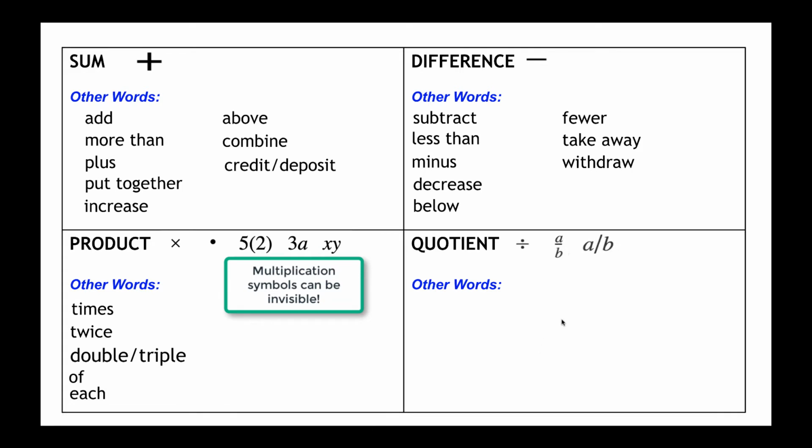Quotient. Quotient is division. Here's the basic division symbol. A fraction is also a division problem, right? I would read it as A divided by B. And a fraction bar can also be diagonal like this, so that is also a division symbol. Make sure you have those in your notes. And then here are some words that mean quotient. Make sure you have those in your notes as well. You may have different words than I do in the different boxes.